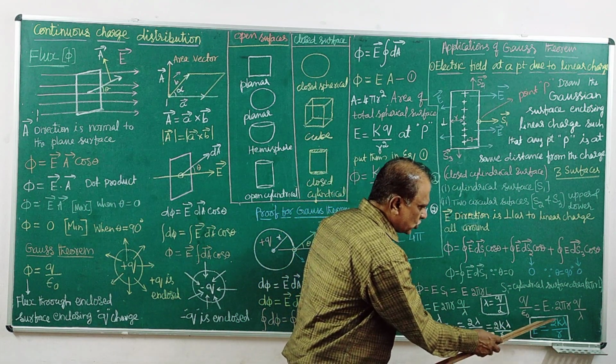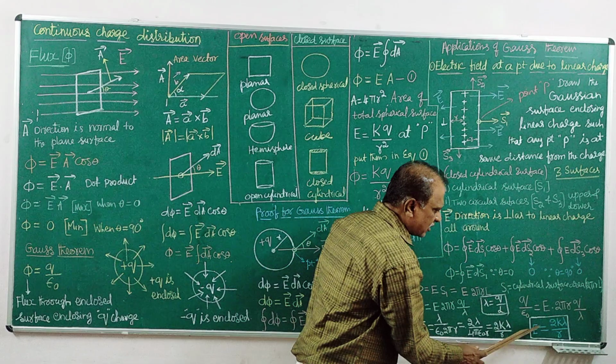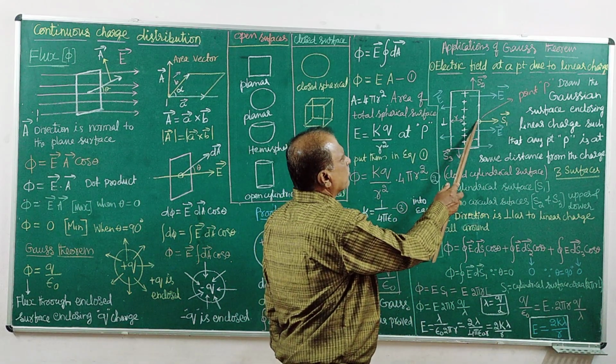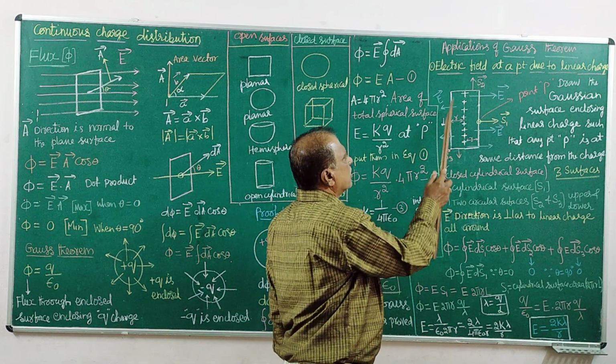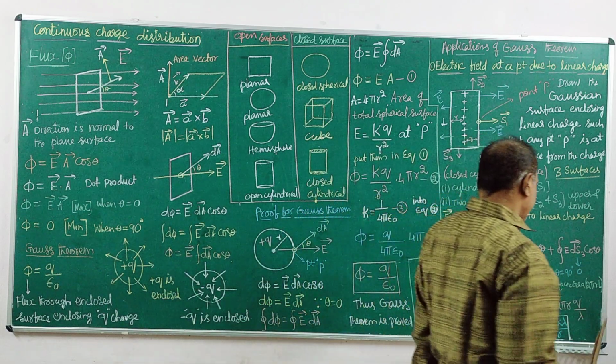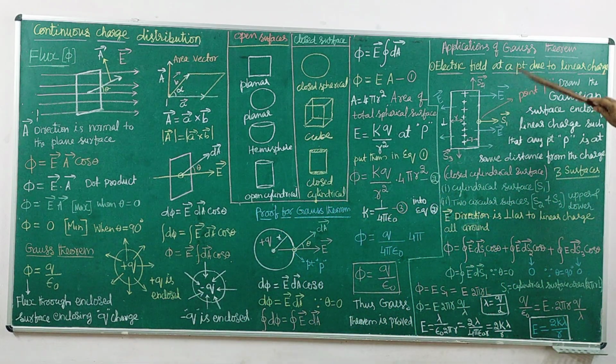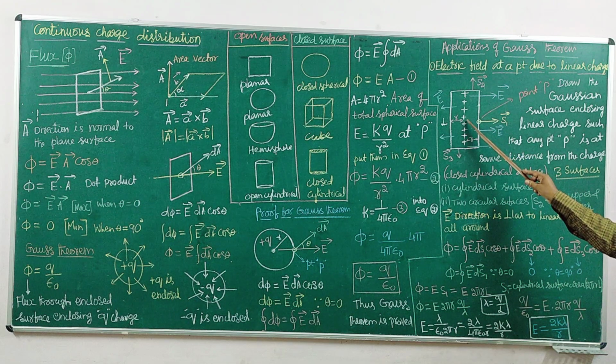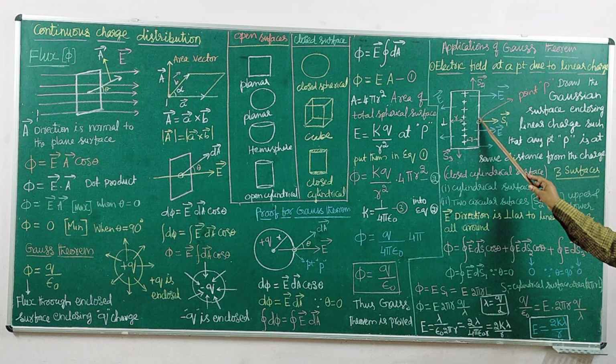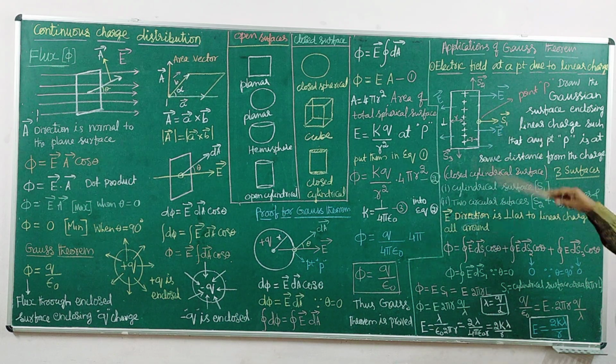The electric field is equal to 2K lambda by R. What is this electric field? The electric field at this point. The point may be here or here or here. The electric field at any point around this linear charge density is equal to 2K lambda by R. R is the distance between the point and the linear charge. It is the same as the radius of the cylindrical Gaussian surface.